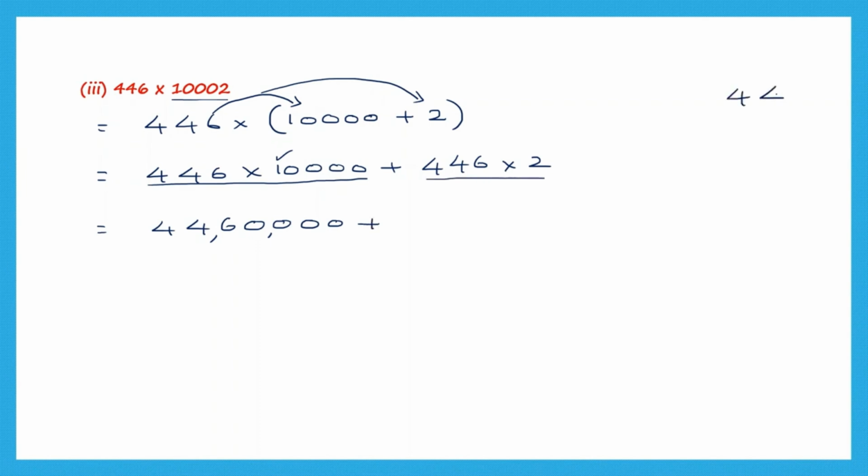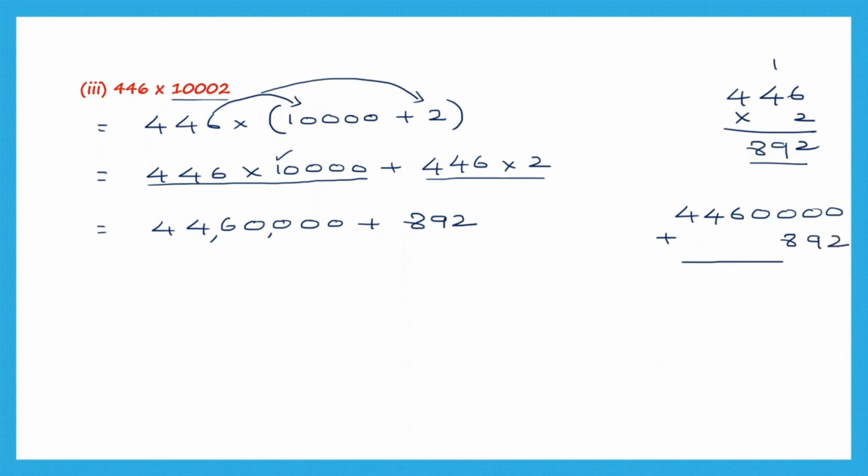So 446 into 2. 2 6s are 12, carry 1. 2 4s are 8 plus 1, 9. 2 4s are 8. We have 892. Now let's add up these two numbers. So that is 44,60,000 plus 892. 2, 9, 8. Then we have a 0, 6, 4 and 4. So what do we have here?